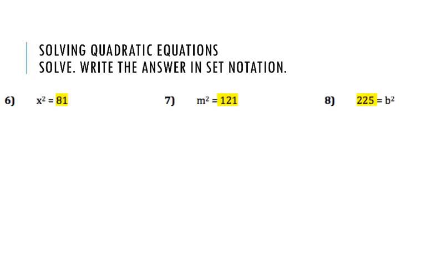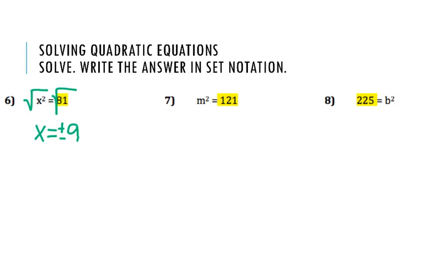Number 6, solve the quadratic equation. We're going to solve and write the answer in set notation. The opposite of taking x squared would be taking the square root of it. So we're going to take the square root of x squared and the square root of 81, which gives us that x is equal to 9, but also -9. So we can put a plus or minus in front of this, because it could be positive 9 and -9. Because -9 times -9 is 81, and 9 times 9 is 81.